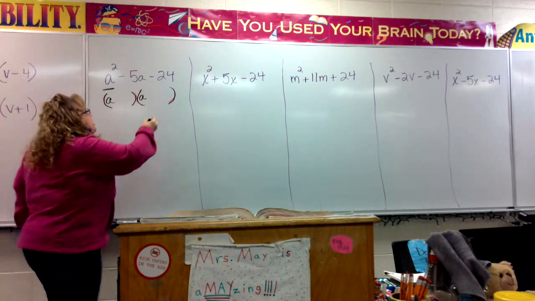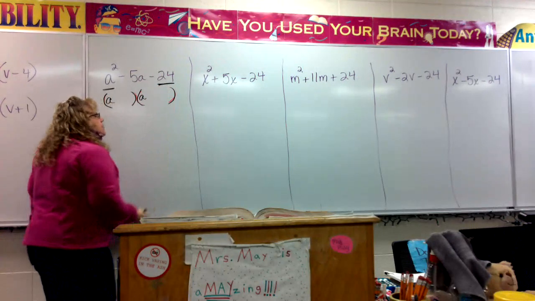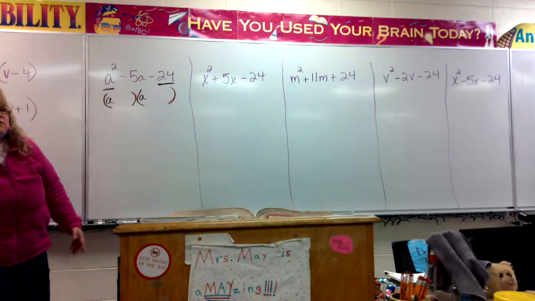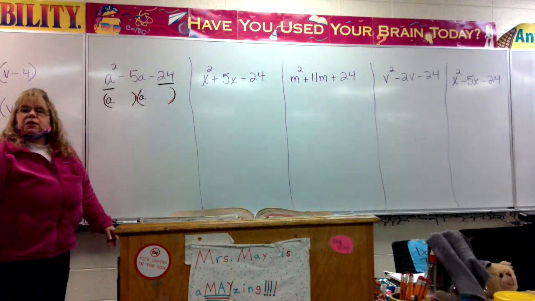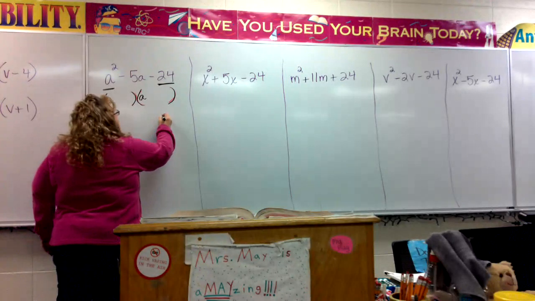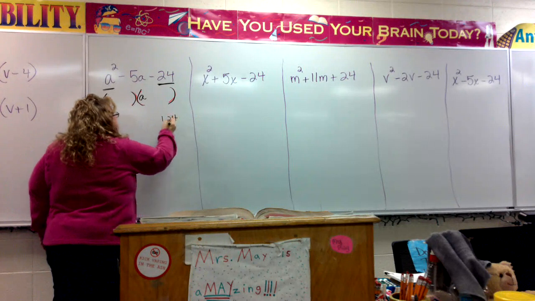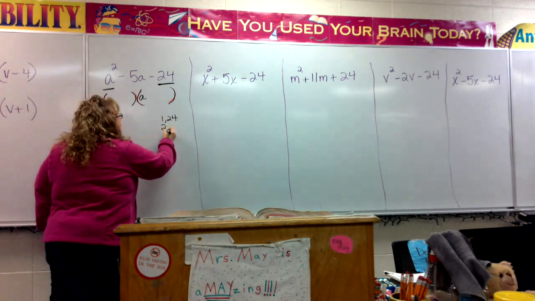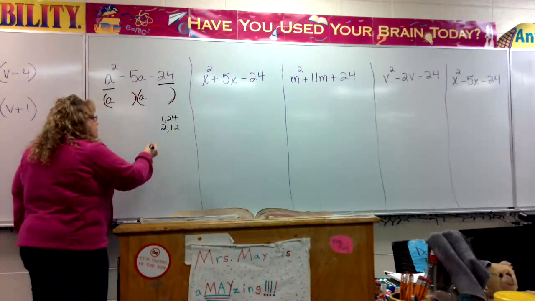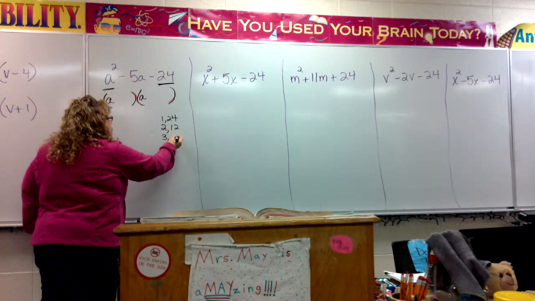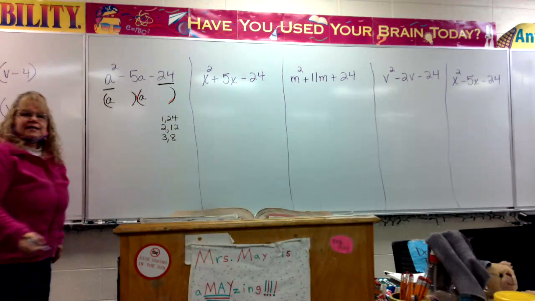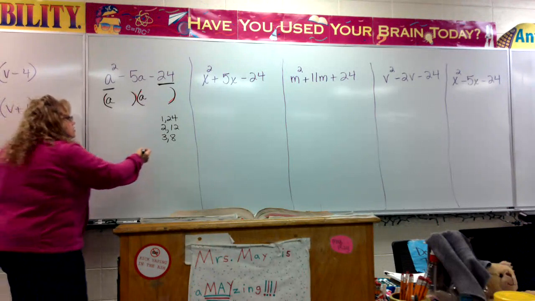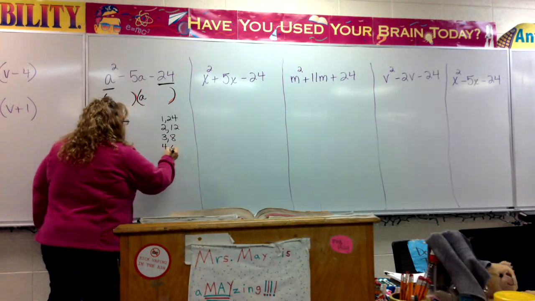Then you go down to the other end and you look at the 24. You want to know what possible factor pairs could multiply to give you 24. Well, I like to start with 1 and 24 and work up from there. 2 times 12, 3 times, is that it? Right, good, there's one more, 4 times 6.